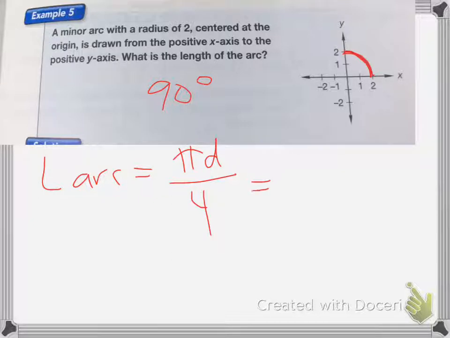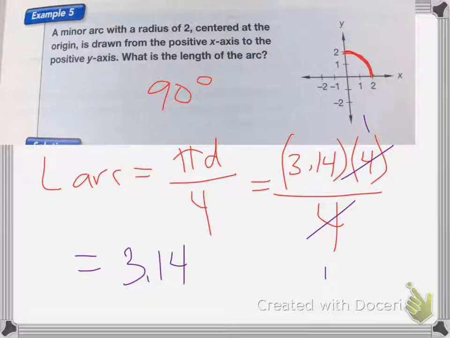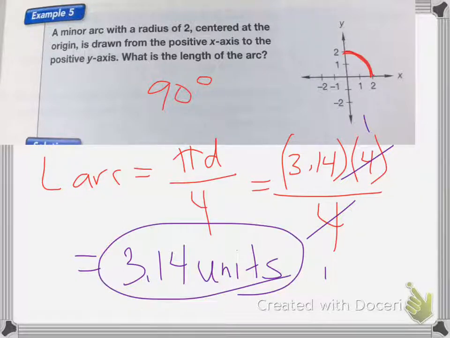Okay, so that equals 3.14 times 4 divided by 4. Well, the 4s cancel, so my answer is 3.14 units is the length of my arc. Okay, and that's it for this lesson.